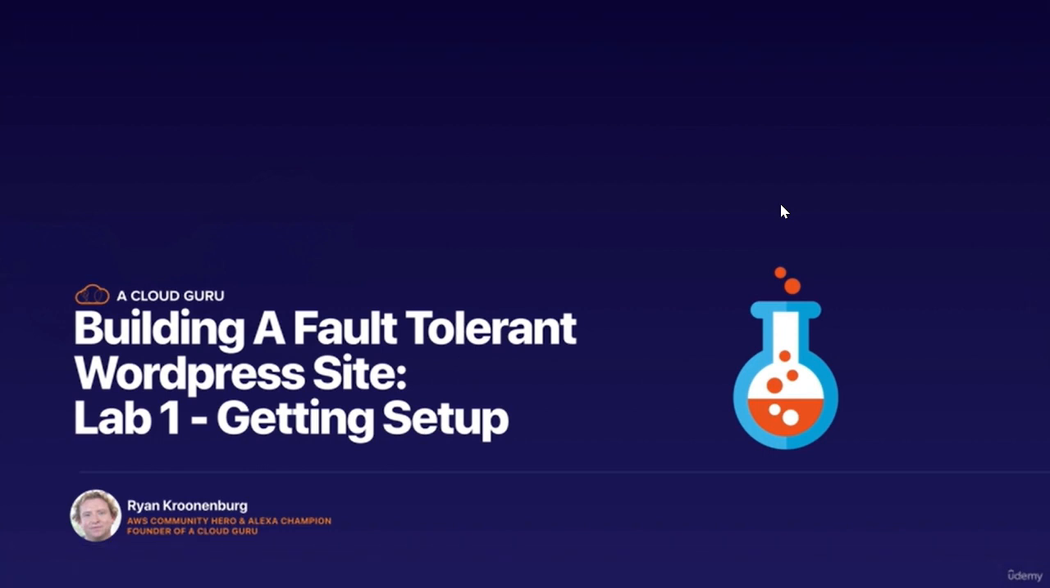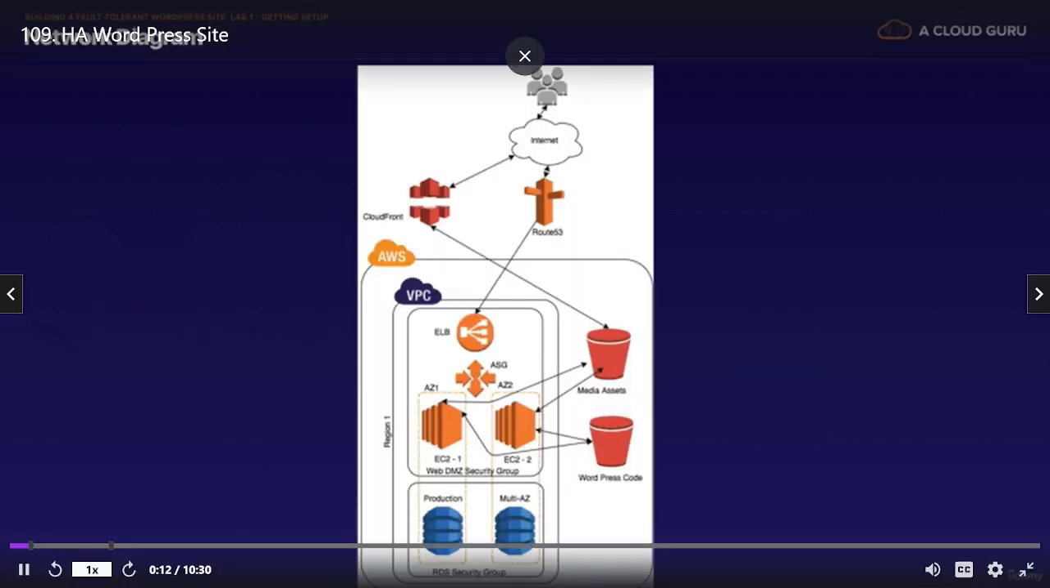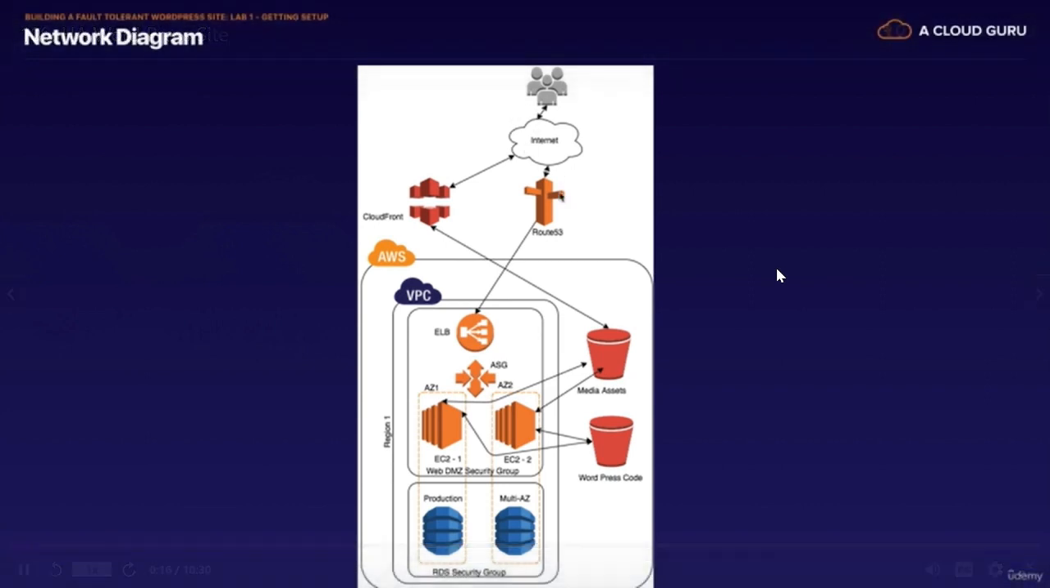In this lecture we're going to look at how we can build a fault-tolerant WordPress site on AWS. We're going to use a whole bunch of different technologies. So here's a network diagram of what it's going to look like. We've got our user here, they're going to be browsing to the internet, they're going to hit our Route 53 domain name. This is completely optional, you don't have to do it, you could just use our application load balancer.